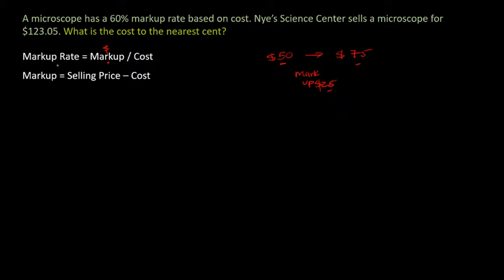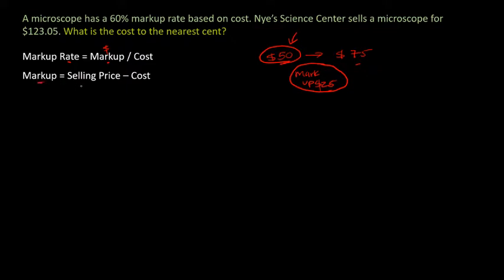If I want to know what that percentage is, what percent am I earning? That's called the markup rate. And I can find it by taking the markup, how much money I'm making, divided by the cost. And that's the cost to me, okay? That's going to tell me the markup rate. By how many percentages did I mark up this item before selling it?